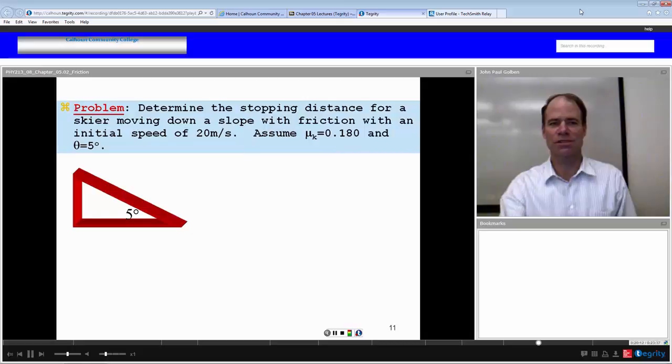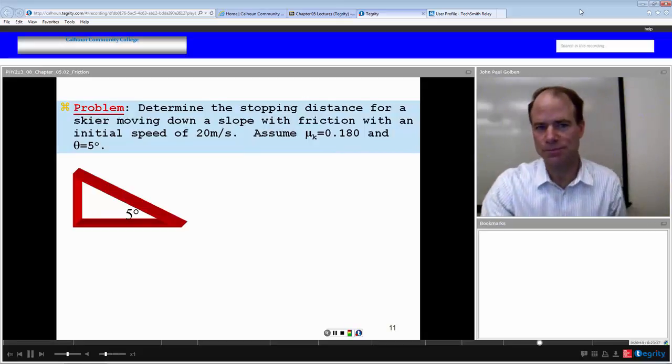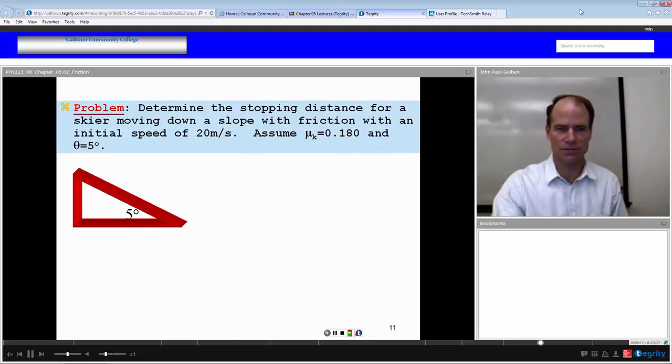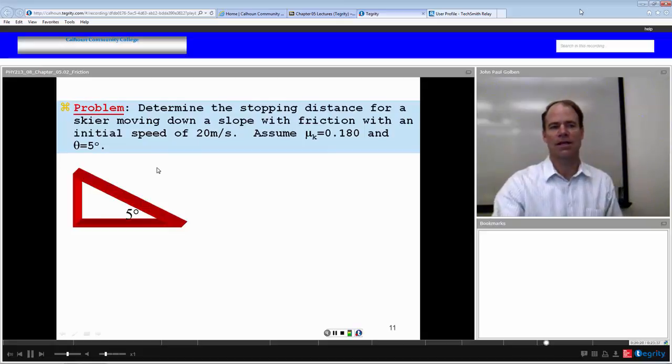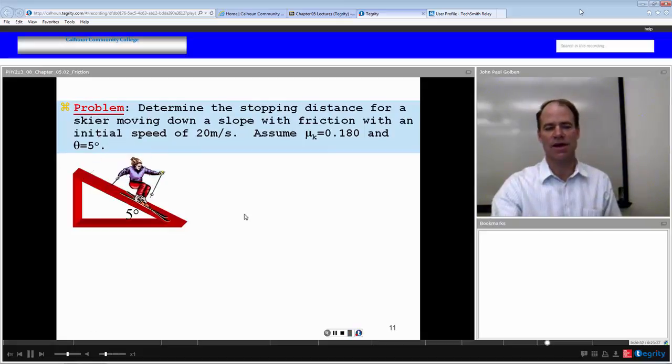Let's try one more example, one more problem. Determine the stopping distance for a skier moving down a slope with friction with an initial speed of 20 meters per second. Assume the kinetic coefficient of friction is 0.18, no units on that, it's just a fraction, and that the slope of the incline is 5 degrees. Here's our skier.